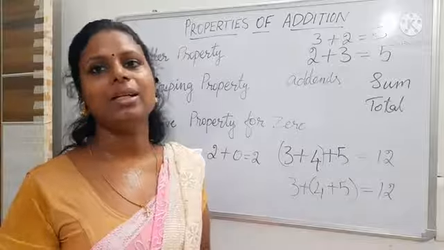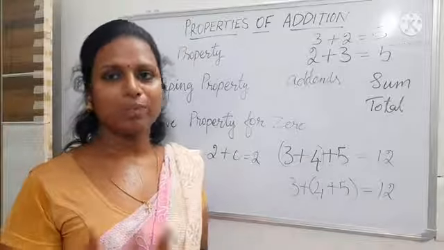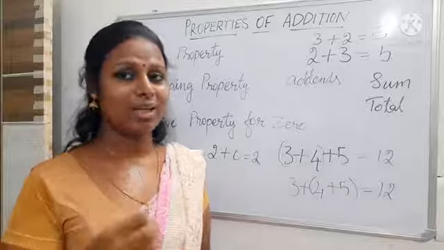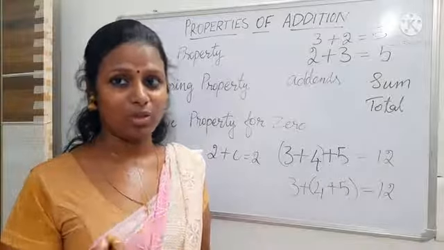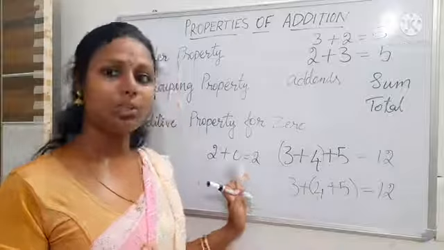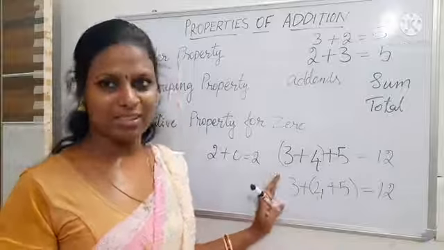Addend is the sum. So, you know 0 means nothing. It has no value when it comes alone. So if you add with 0, then the answer is same.